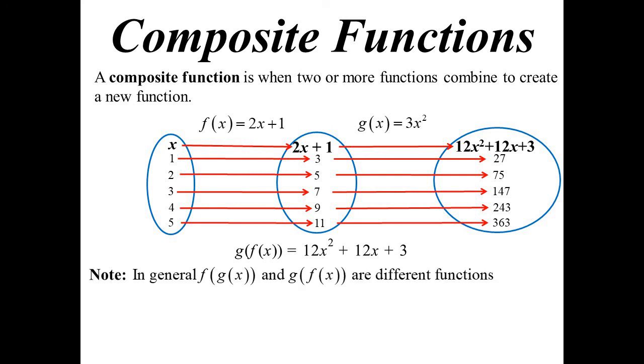Now, if I was to substitute it the other way round, usually you'll get different functions. You've got some special functions that you get the same one, but they're rarer. But usually you'll get a different one. If we were to sub g(x) into function f(x), then our composite function would become 6x squared plus 1. So we'd get a different function.